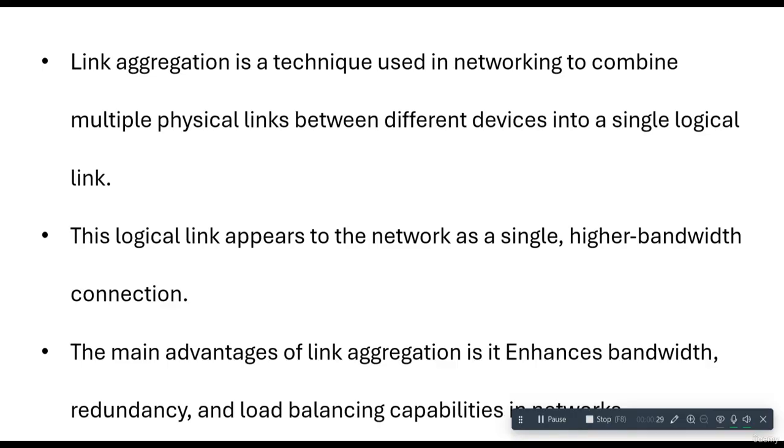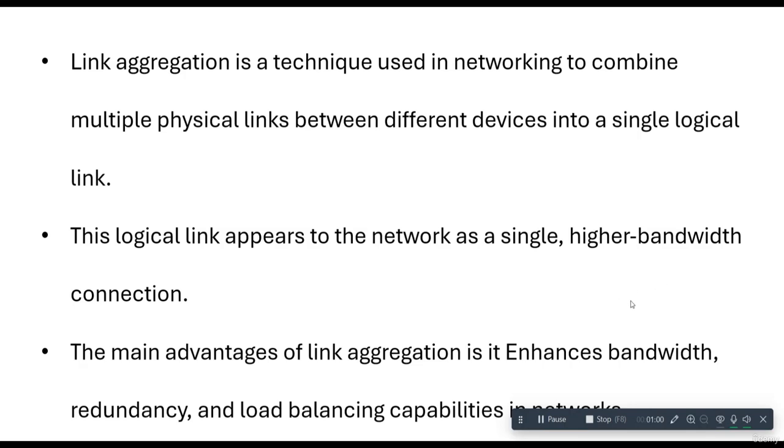By using the link aggregation method, you can club or bundle all three links so that they act as one logical link. Yes, of course, physically it is three different links. However, once we configure link aggregation, it will act as one logical link. Every vendor has their own name. In Cisco, it's referred to as EtherChannel. Here, it's referred to as aggregate. This logical link appears to the network as a single higher bandwidth connection.